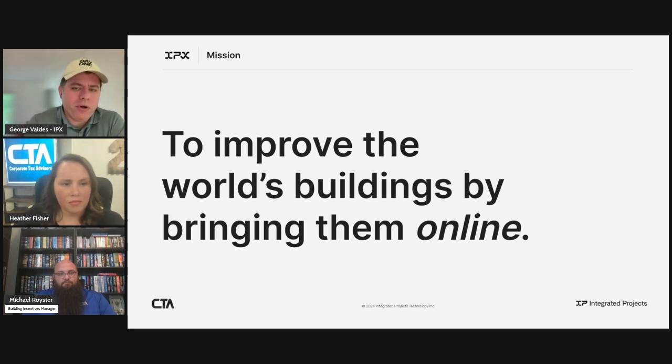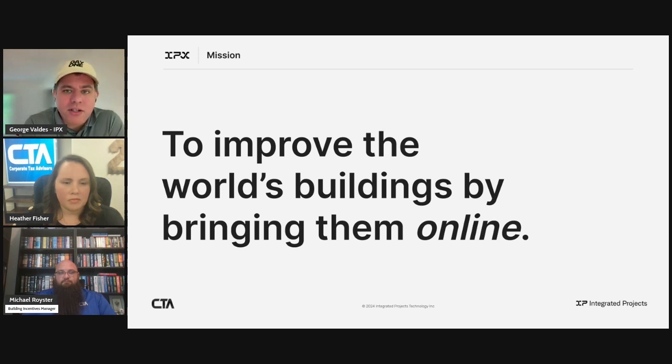to talk more specifically about integrated projects, I think it helps to understand a little bit about why we're here. Our mission is to improve the world's buildings by bringing them online. That's a pretty lofty statement, but we think that digitizing buildings is a really important step in being able to solve a lot of challenges that we face today.